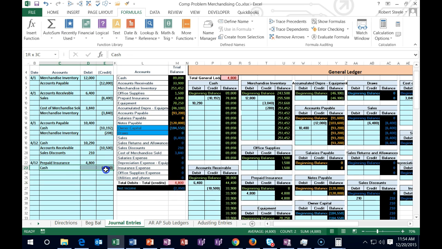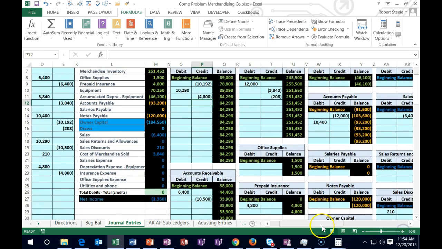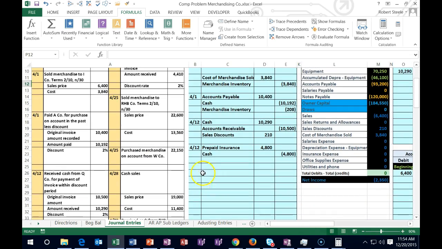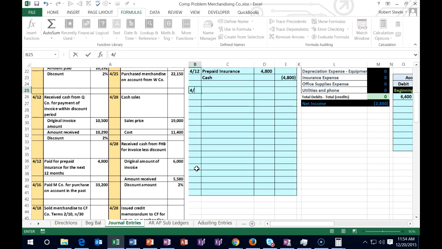Cash, credit balance, first account on the general ledger. We're in the credit side in cell P11, equals, pointing to the 48. When we hit enter, the account will go down by the 48 to 84,298. All right, next transaction, I'm going to scroll back over. Going to make this slightly larger on the taskbar, back to 90. Scroll back over again. And we are now on the date of 4/16.